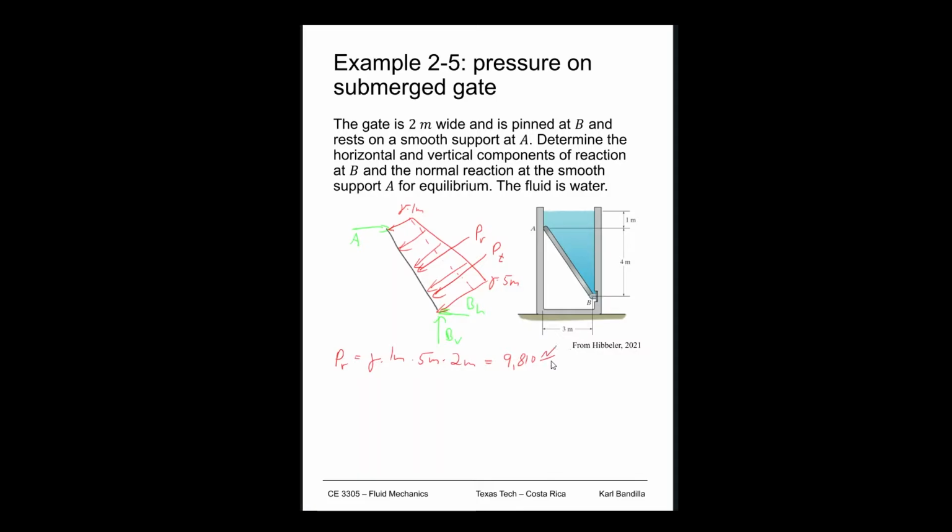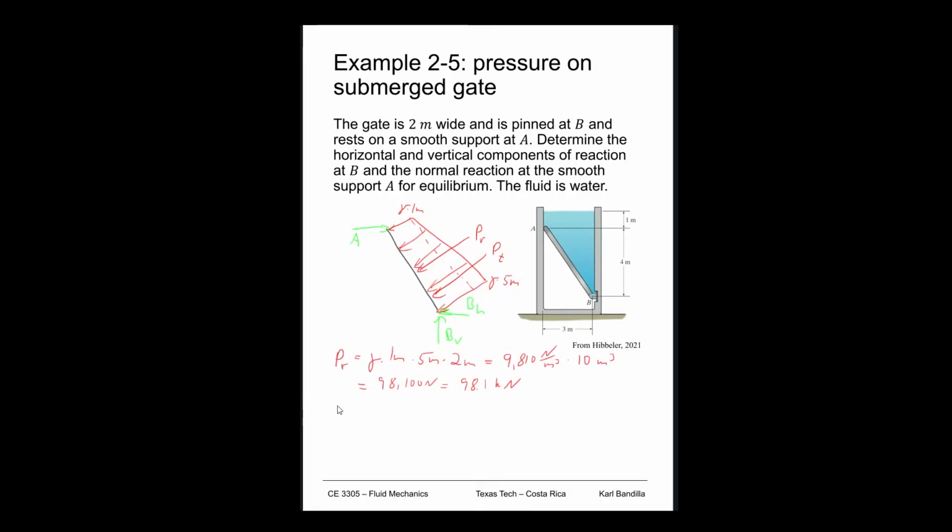9,810 newtons per cubic meter. That'd be our specific weight. And then what do we have? We have 1 times 5 times 2 is 10. And meter, meter, meter, so 10 meters cubed. We don't even need a calculator for this one. So that's then 98,100 newtons, or 98.1 kilonewtons. Okay, that's the rectangular part.